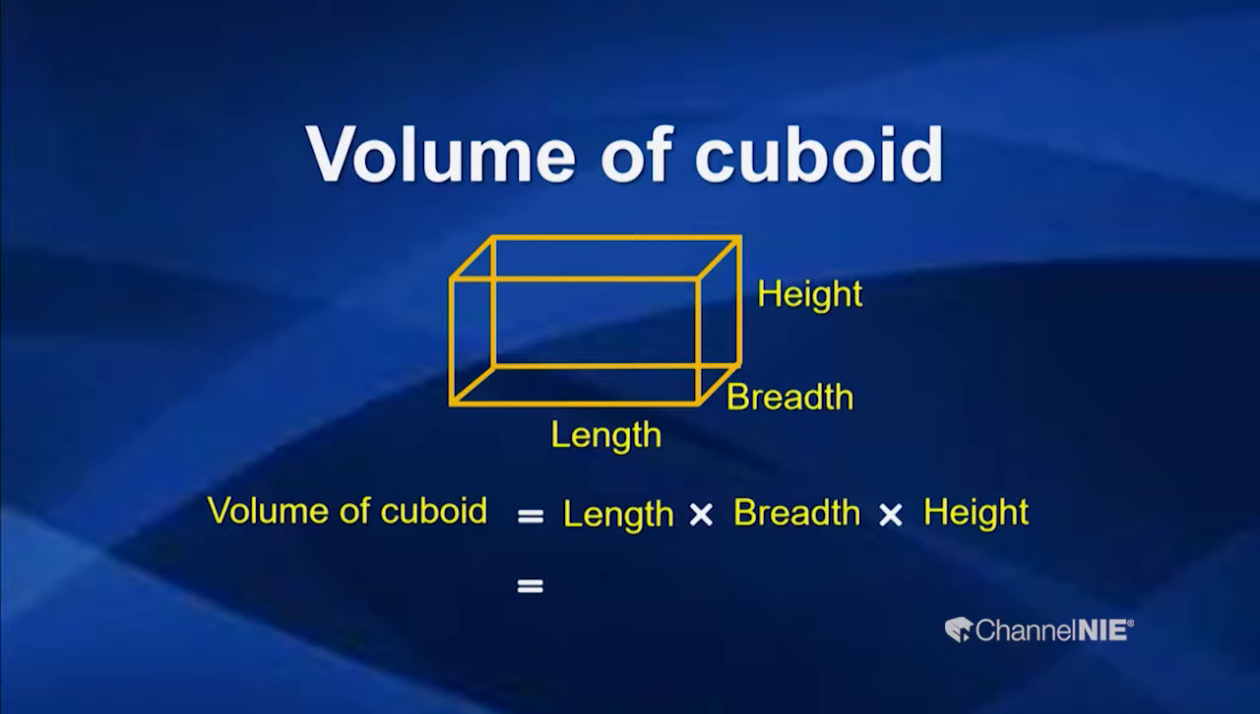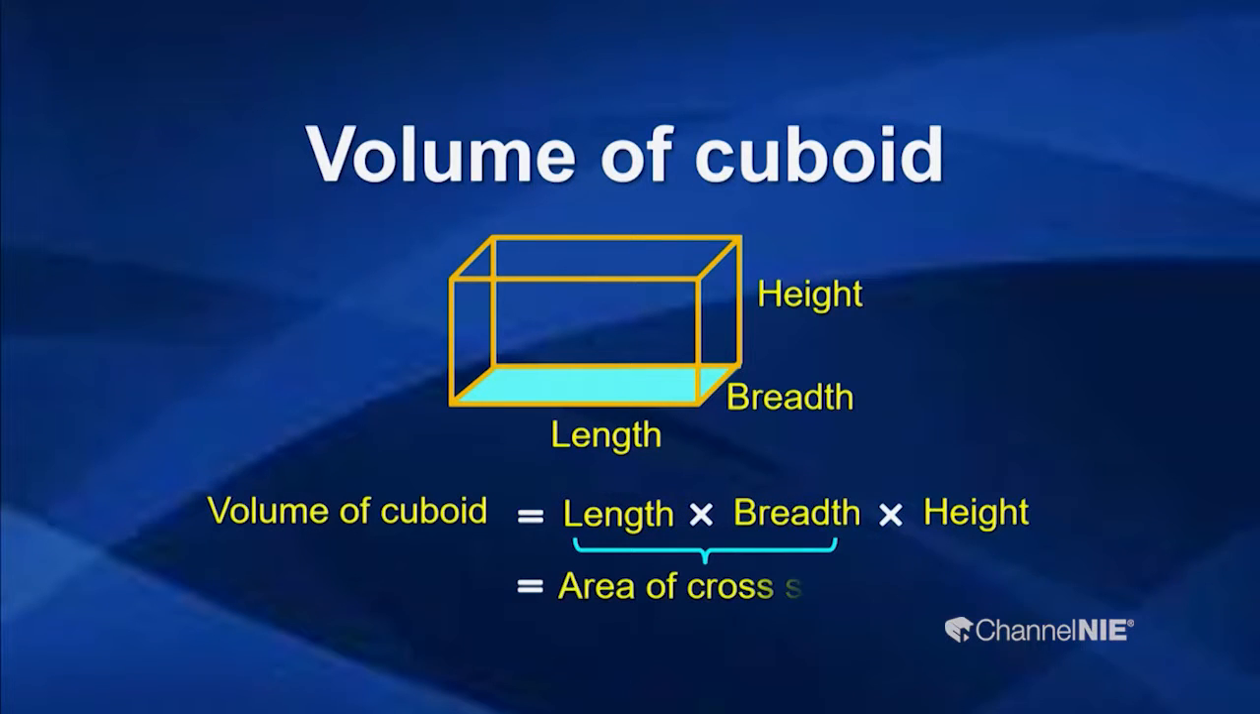Now you can see here, length and breadth multiplying, you can obtain the base. That blue colored part you can see, that is the base. Then the area of cross section is the length into breadth, and multiply by the height of the cuboid. So then you can find the volume of this cuboid. That is a very simple part.